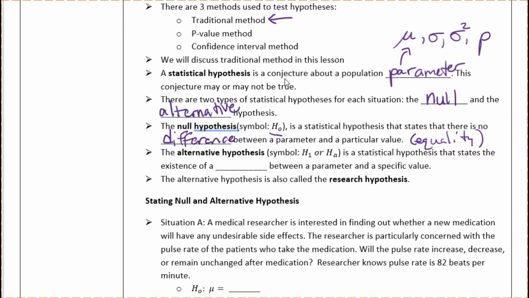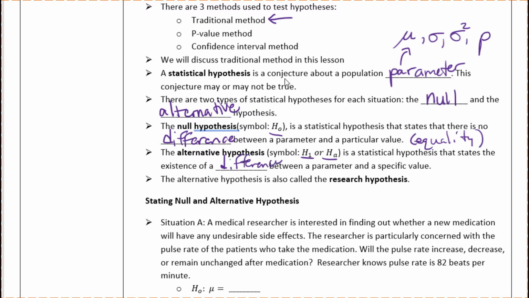The alternative hypothesis, the symbols for that are H1 or HA, is a statistical hypothesis that states that there is a difference between the parameter and your observed value. Okay, so there is the existence of a difference.